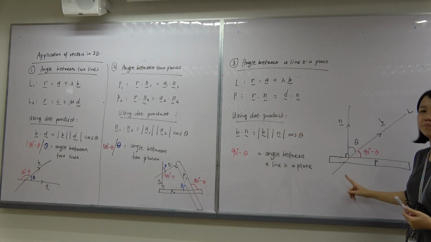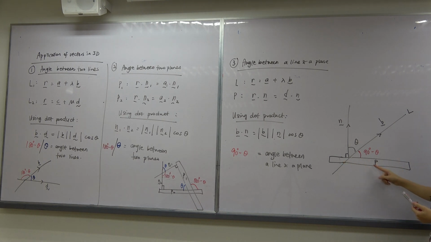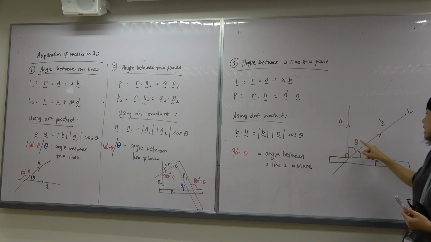Let's look at this diagram. I've got a plane P. I've got a normal vector of n. I've got a line with a direction vector that is parallel to the line to be b. So what can I actually use to look for the angle? It is just n, which is the normal vector to the plane, and also b, which is the direction vector that is parallel to the line. Hence, I'm going to use dot product, and therefore I'm going to get theta.